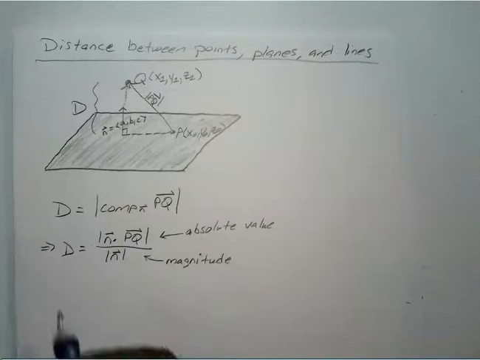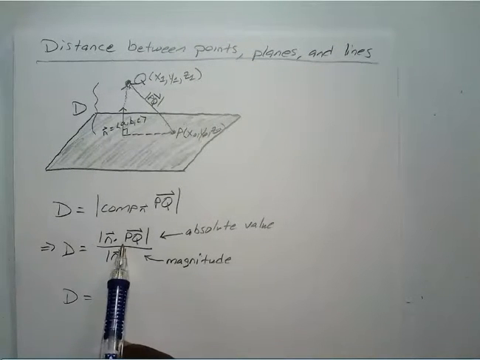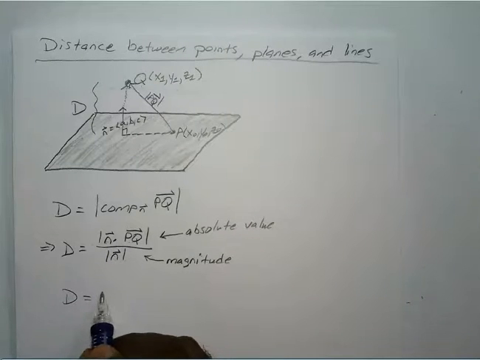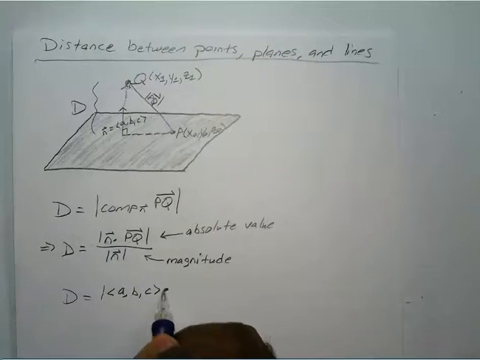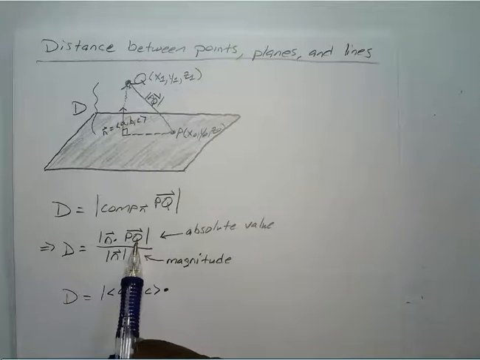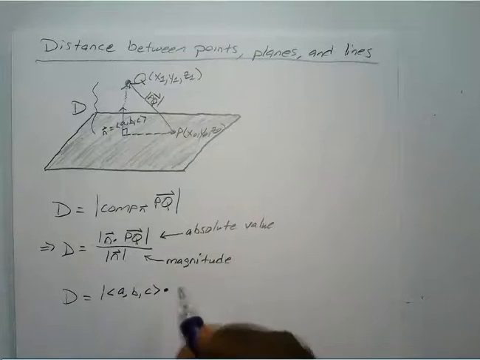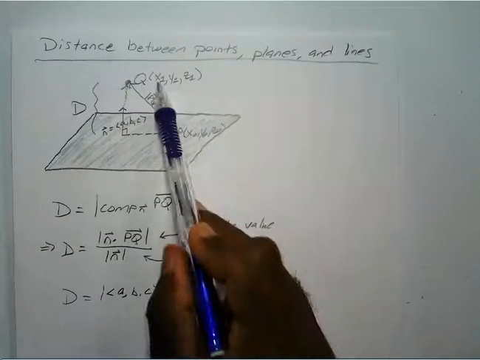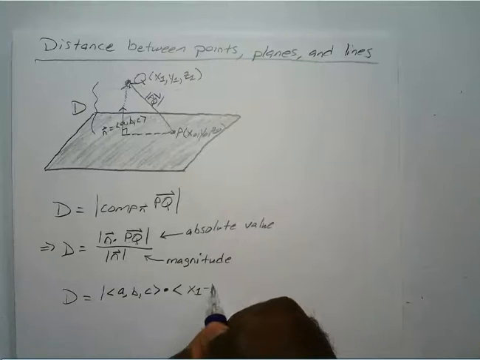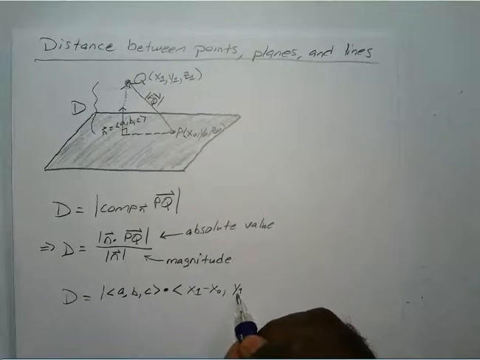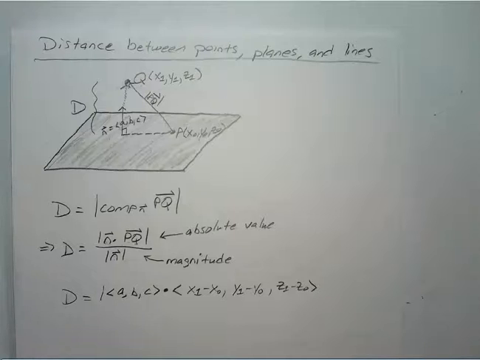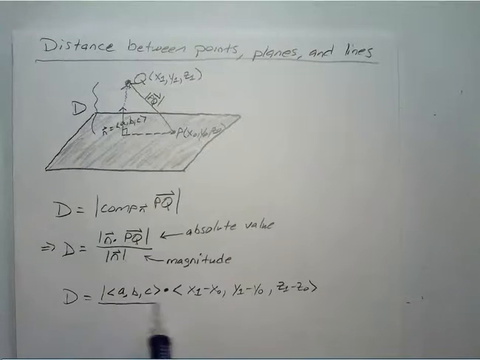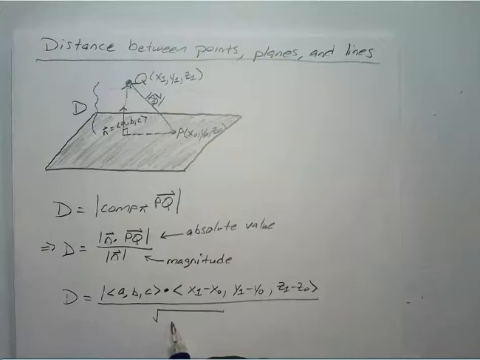Okay, once we continue on, D is equal to, of course, the dot product of our normal vector, which is A, B, C, and our vector from P to Q, our directed line segment. We don't have a vector, so we can create one: x1 minus x0, y1 minus y0, and z1 minus z0. And that's all over our magnitude, the square root of a squared plus b squared plus c squared.